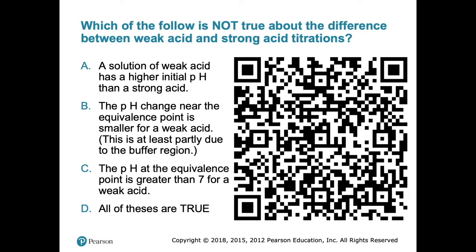Yes, it is D. It is all true. All those things are true. But I might change something. For example, I might change it to a lower initial pH in a strong acid, right? Or I might change it so the equivalence point is bigger, right? And stuff like that. But all these are true right here.